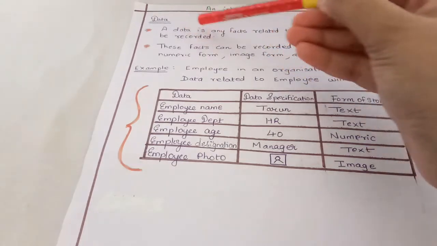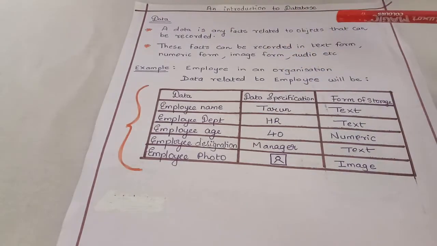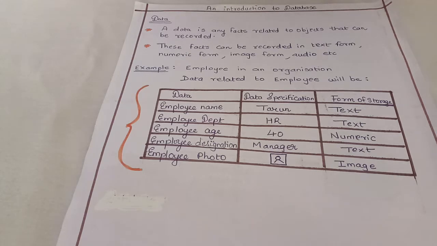Data is any fact related to an object that can be recorded. What are we recording? We are recording any facts related to an object. Now what are these facts? In a simple way, I can say that is details, details of any object. For example, if I am saying an employee, here I am considering a real world entity. An employee can have his name, his age, then his designation, his residential address, and many more details and many more facts. So that is the data of that employee.